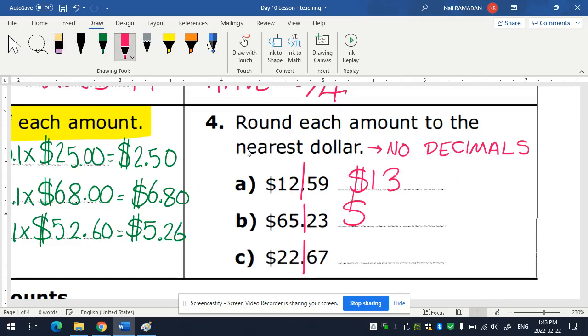Next one. Does that go to 65 or 66? 65. Yes. Look, because 23 cents, you did not make it beyond the half. Also, you can say, well, the 2 does not do anything to the 5. Either way, your thinking is 100% correct.